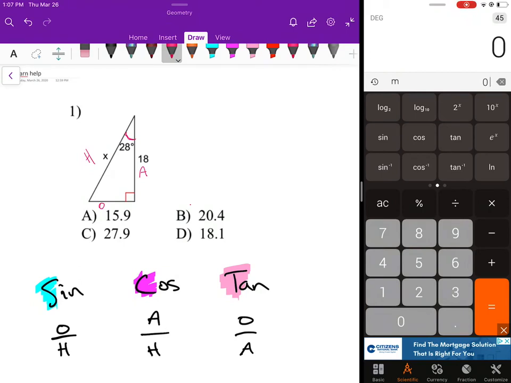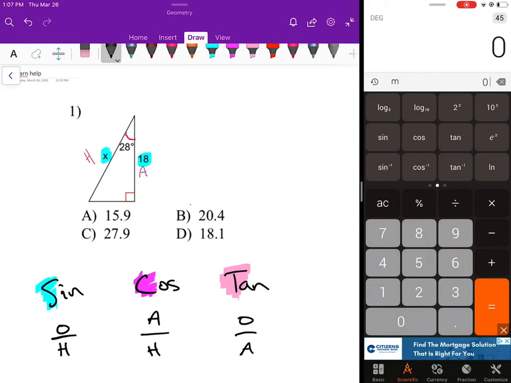But notice that only 2 of those sides have either a number or a variable written on them. The opposite side has nothing labeled there other than the O that I just wrote, so I cannot use that side. I could even erase that so it doesn't throw me off. The sides I'm concerned with are my adjacent side, because there's an 18 there, and the hypotenuse, because there's an X there. So I'm working with A and H.